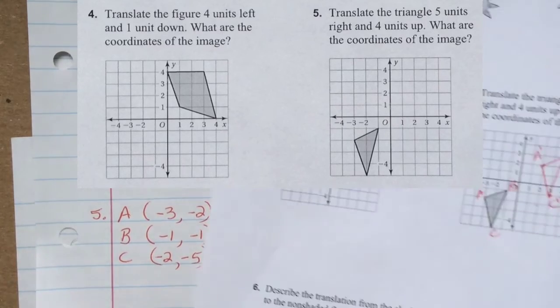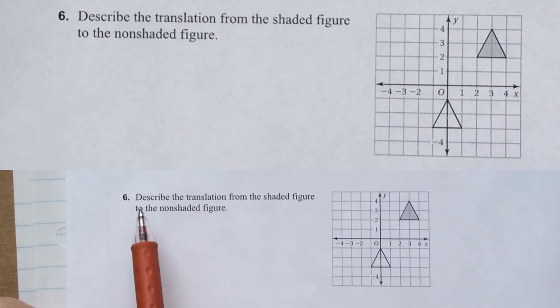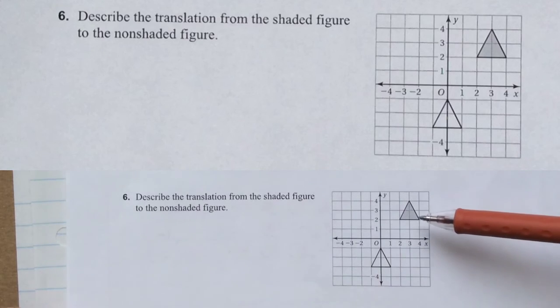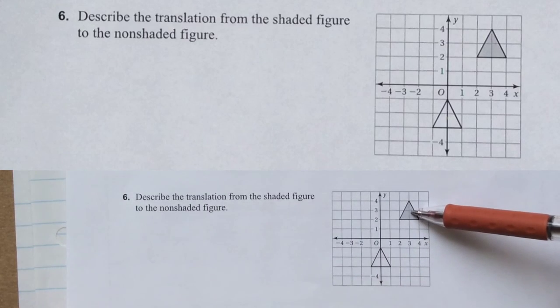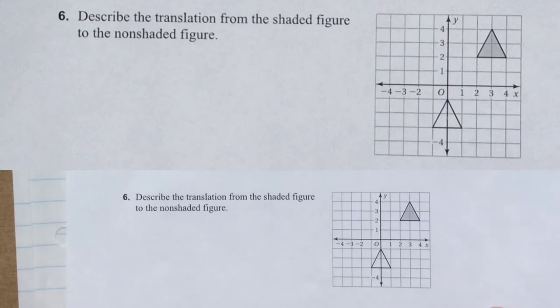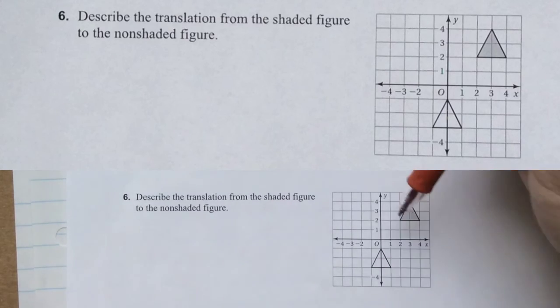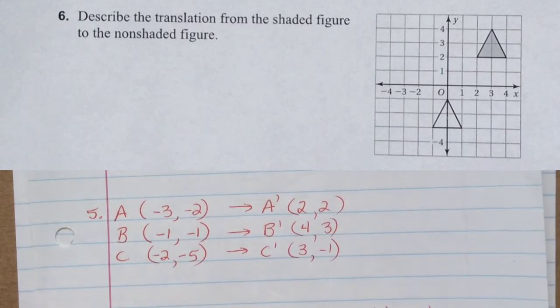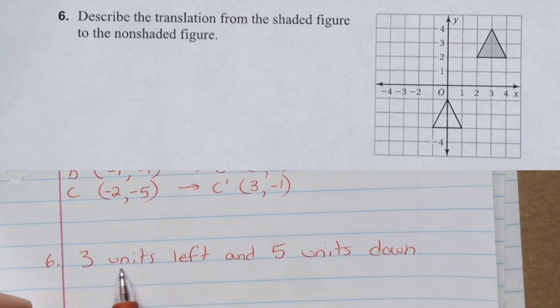And finally, number 6, it said, describe the transformation from the shaded figure to the non-shaded figure. So here's the shaded figure, that's the original, to the non-shaded. So that would be moving to the left and down. Most wrong answer, kids will put up and to the right. This is actually left and down. And it would be 3 units left and 5 units down, going from one of the points to its corresponding point on the other triangle.